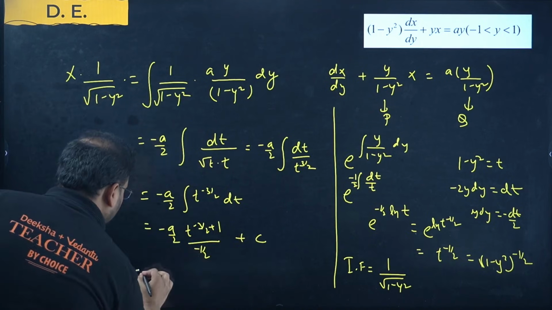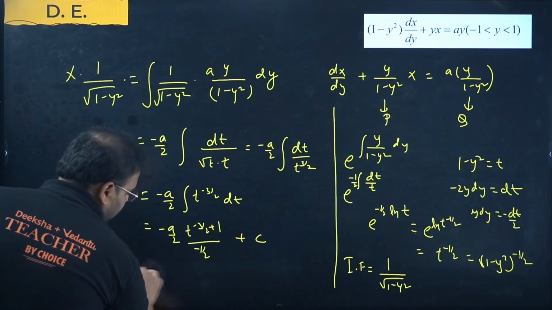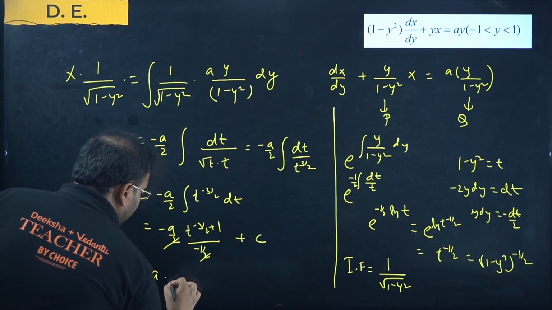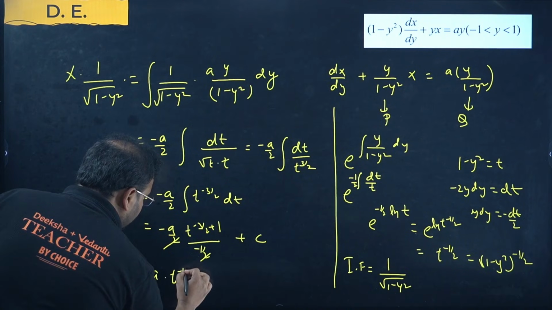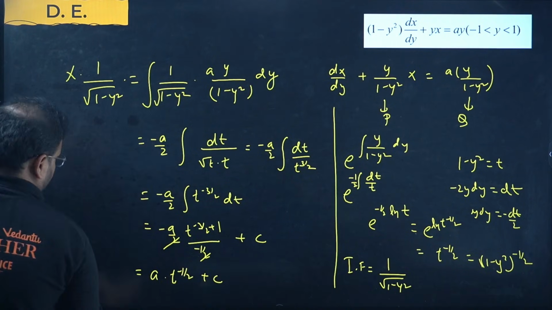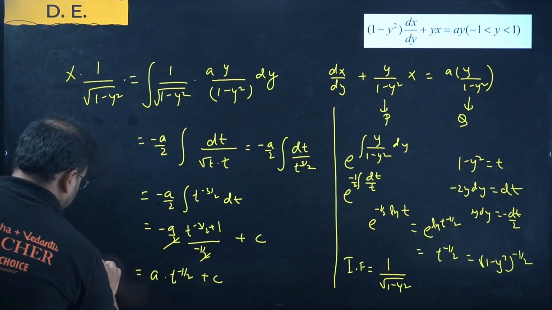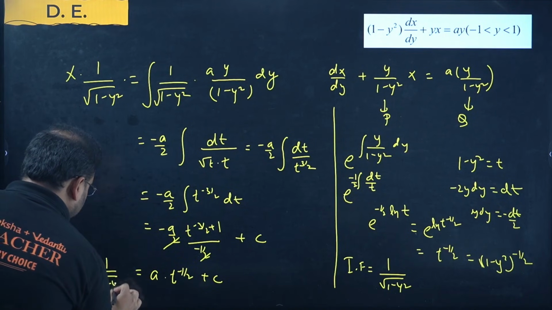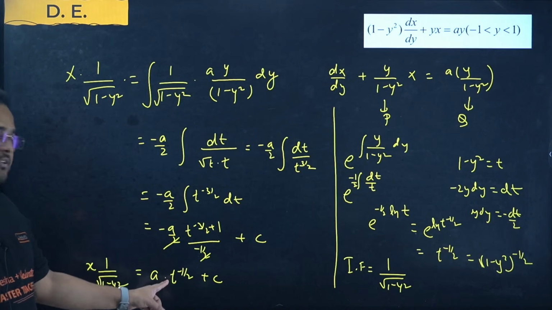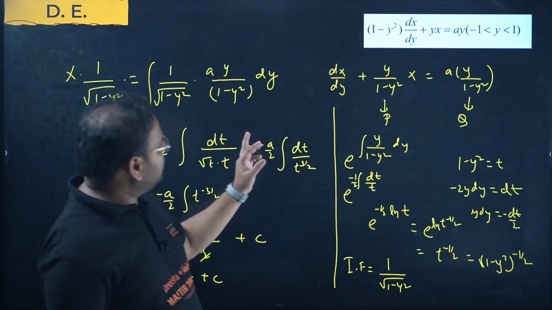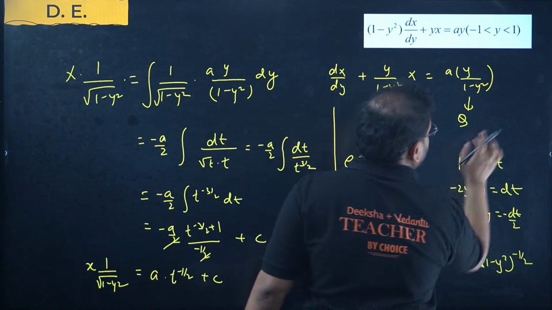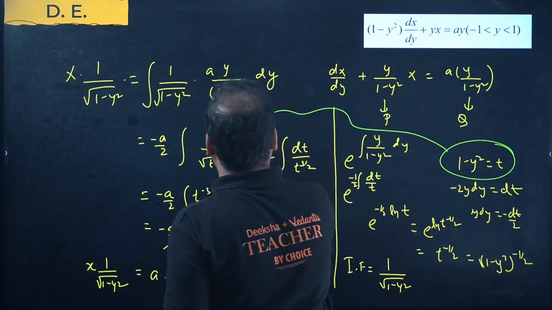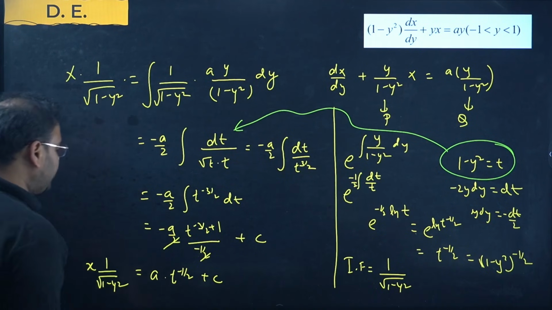So my answer is nothing but, have a look, this will go up, so this 2 and 2 cancel, this minus sign also cancels, so plus a, and we have t power minus 1 by 2 plus c. This remains as it is, x times of 1 upon root of 1 minus y square, correct? So you substitute the value of t back. I've used the same substitution over here also, so I can substitute it back, and you'll have the result now.